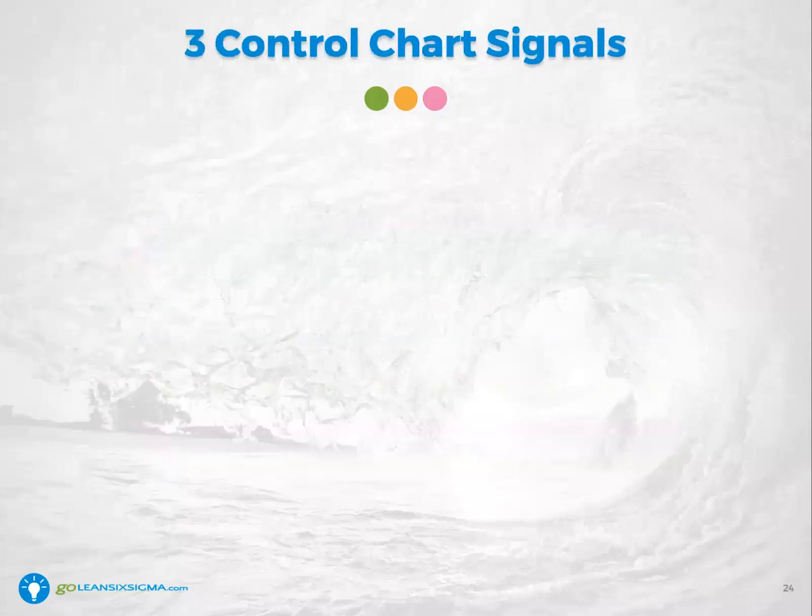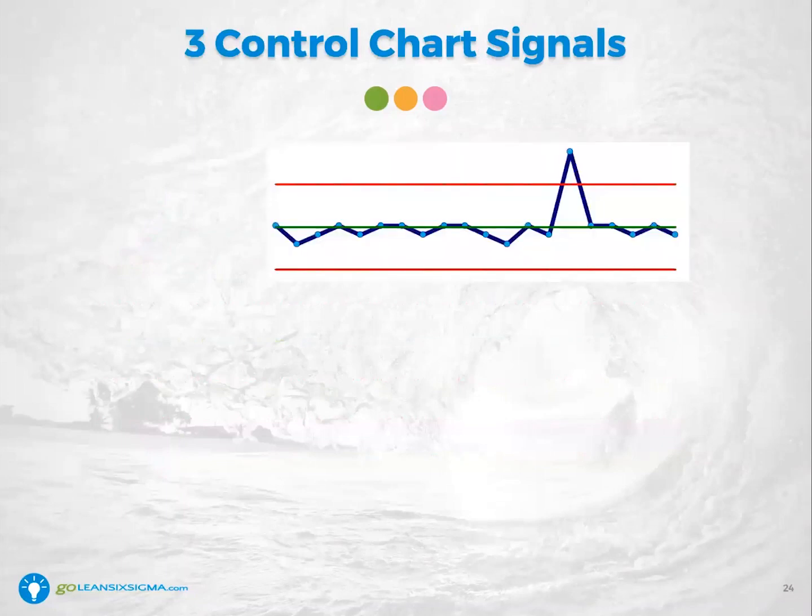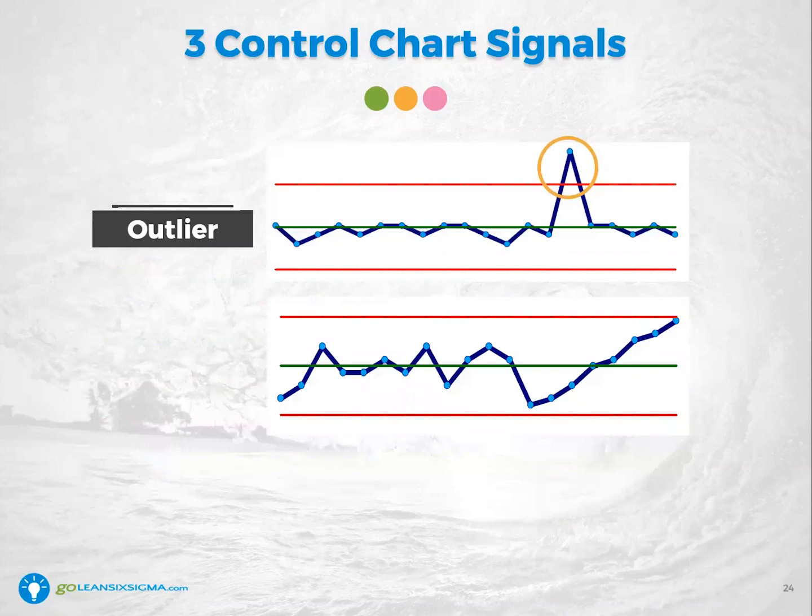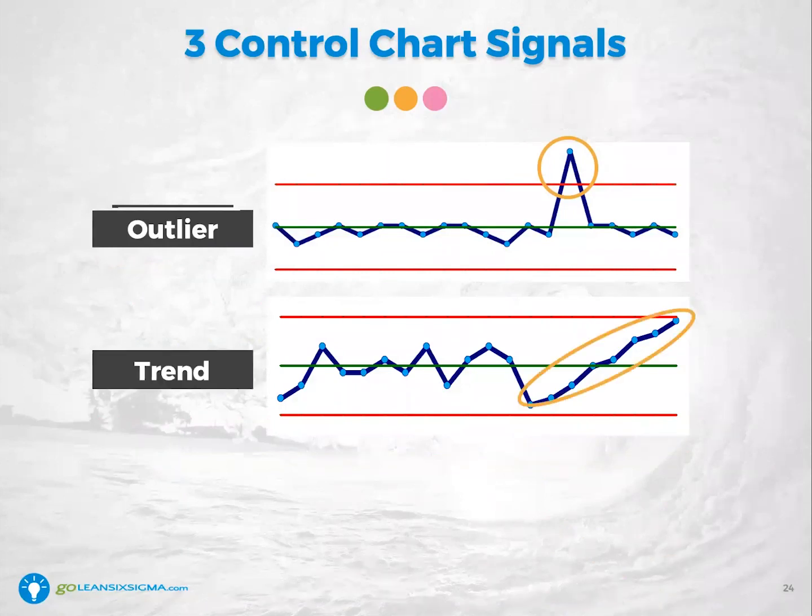We've got lots of stats packages that can let you know when you've got special cause. But here are 3 classic signals of special cause variation. An outlier. One point more than 3 standard deviations from the center line is called an outlier. We've just seen an example of that with that quality chart we were looking at. Next, we've got a trend. This is 7 points in a row, all increasing or decreasing. And once again, the odds of this happening randomly are less than 1%.